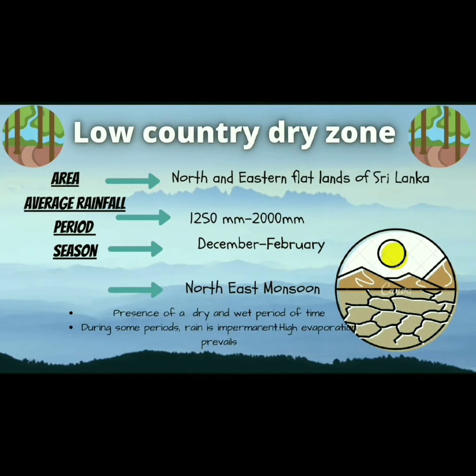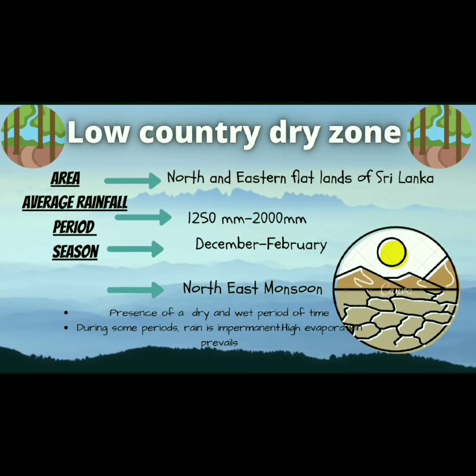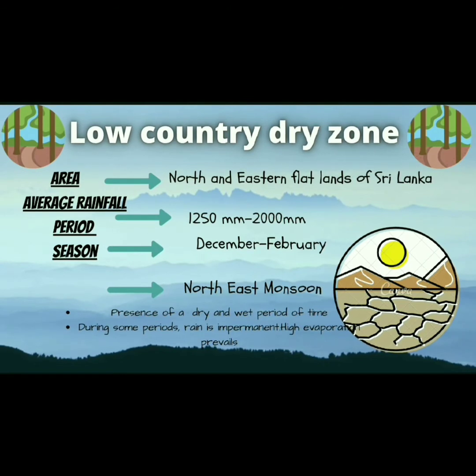Secondly, it's the low country dry zone. North and east flatlands of Sri Lanka belong to this zone. Average annual rainfall is between 1250 mm to 2000 mm. Rain is received during the period of December to February from northeast monsoon rain. During some period, rain is impermanent. High evaporation prevails here.